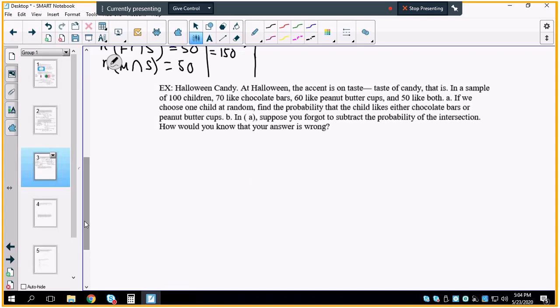Halloween candy. At Halloween, the accent is on taste of the candy. In a sample of 100 children, 70 like chocolate bars. So I'm going to use C for chocolate bars, and I would say number of C is 70. 60 like peanut butter cups. So P is going to be peanut butter cups for us.